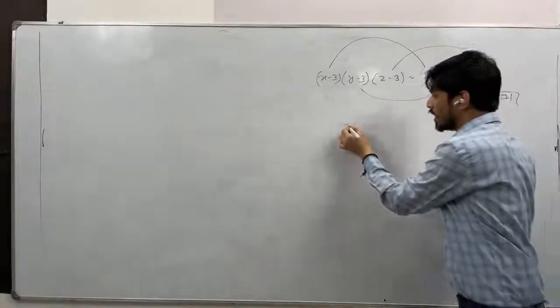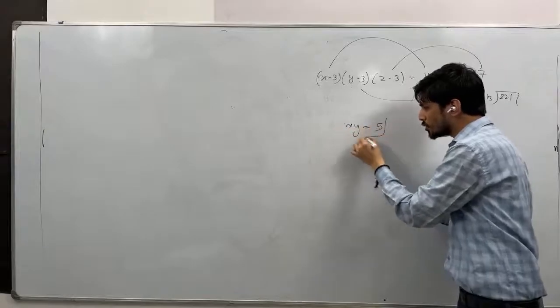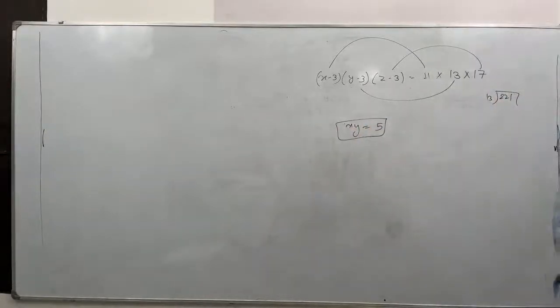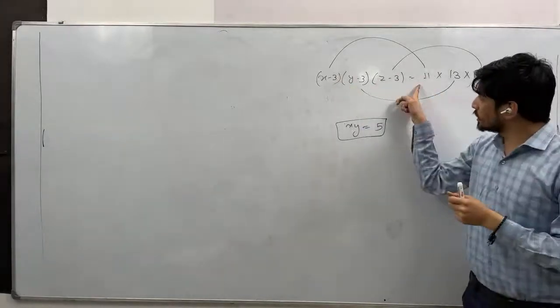Let's say if I say x into y equal to 5, then what is the possibility? Either x will be 1 or y will be 5. Only two ways we can factor prime numbers. Now we can say x, either this will be 11.